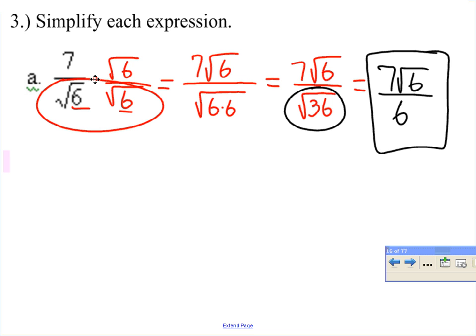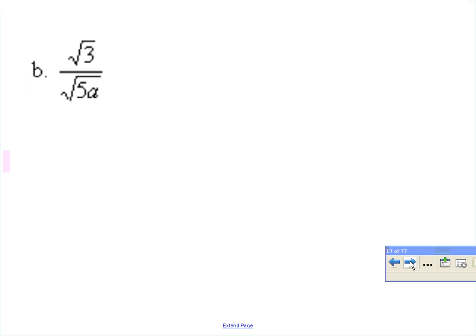Okay, let's try letter B. Letter B, we have square root of 3 over square root of 5a. Same process here. We are not allowed to have square root of 5a in the denominator. So take that denominator, multiply the top and bottom by square root of 5a. Okay, let's start with the denominator.